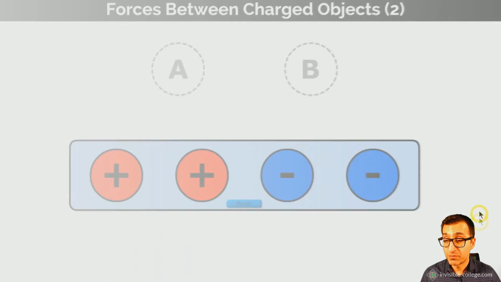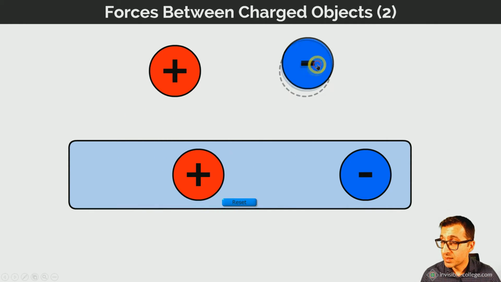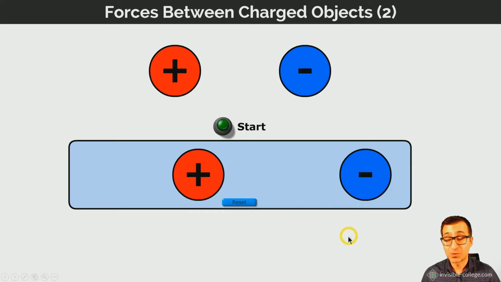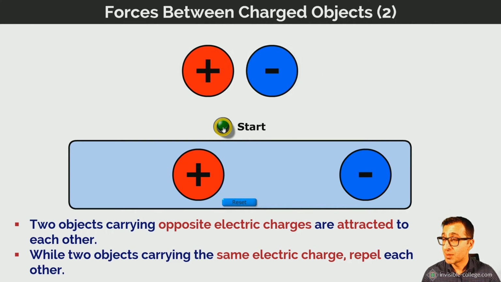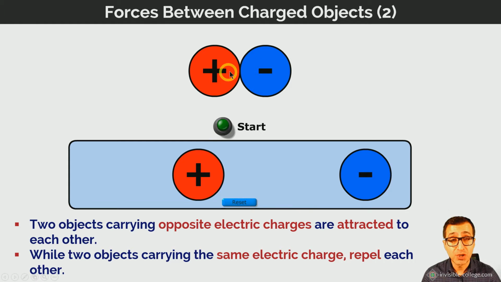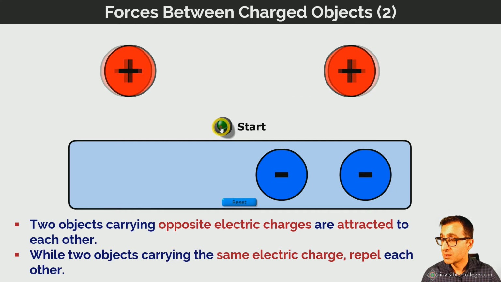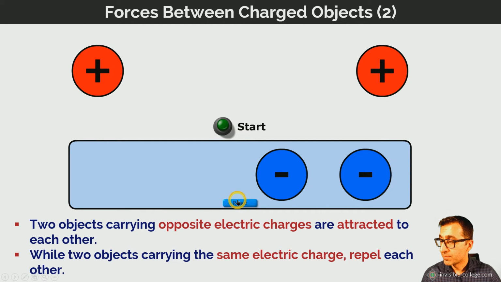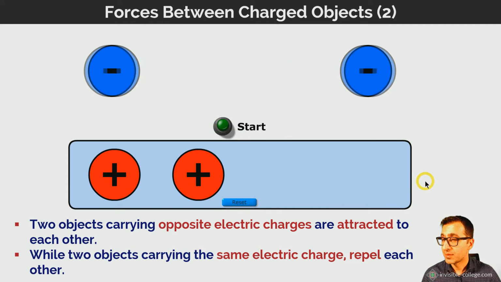Positively charged objects versus positively charged objects will repel each other, and negatively charged objects versus negatively charged objects will also repel each other. So we can summarize this by saying that opposite charges, meaning positive and negative, will attract, and like charges, positive versus positive, and also negative versus negative, will repel each other.